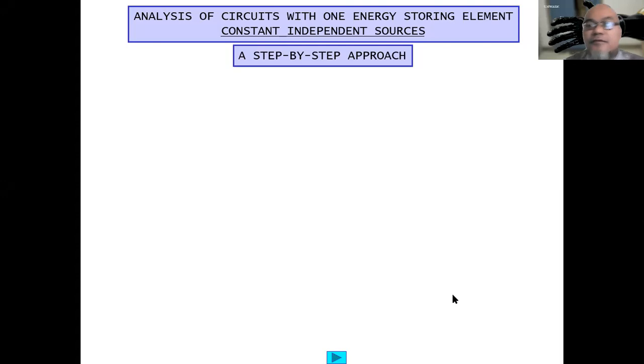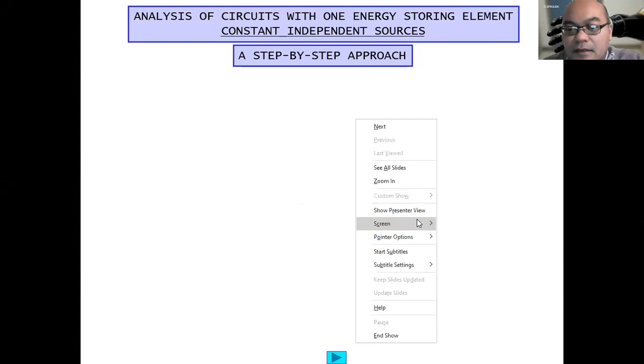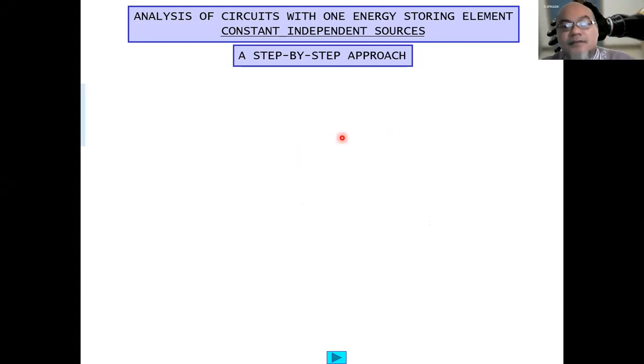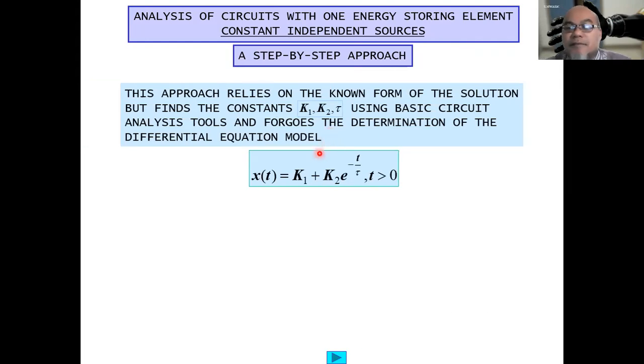So today we are going to do analysis of circuits still with one energy storing element, with constant independent sources. This means that they are not changing with time. And this is still one energy storing element, so it can still be solved using a first order differential equation. Let's learn now how to solve it step by step.